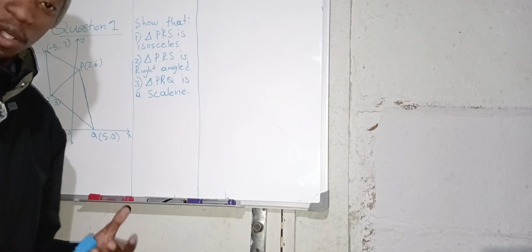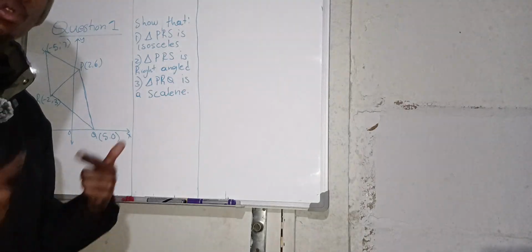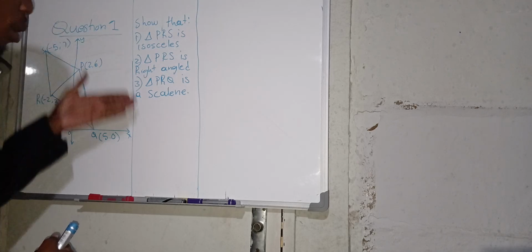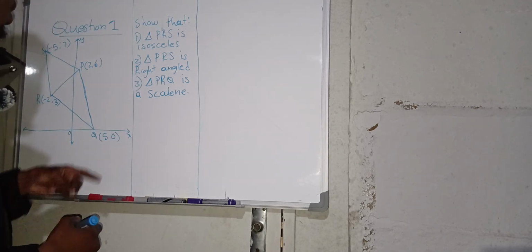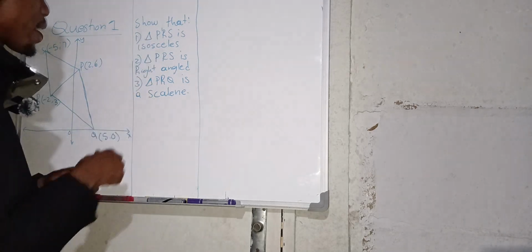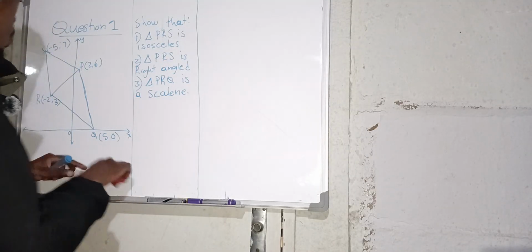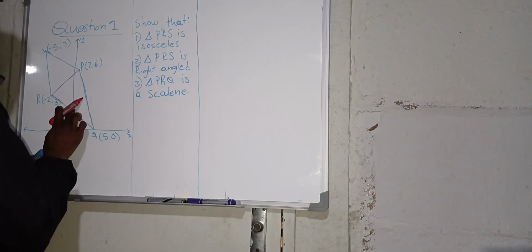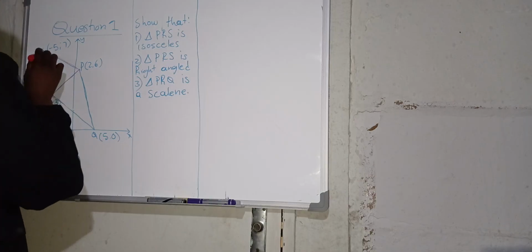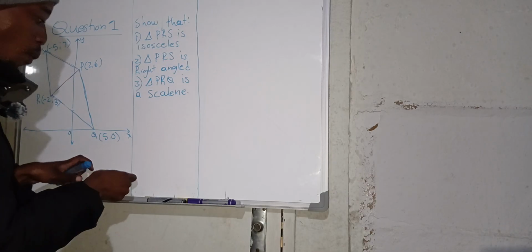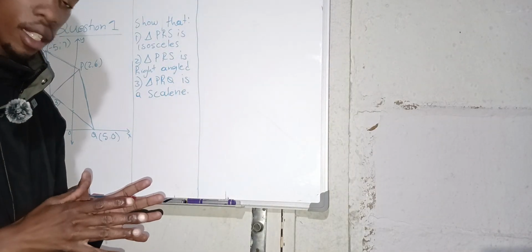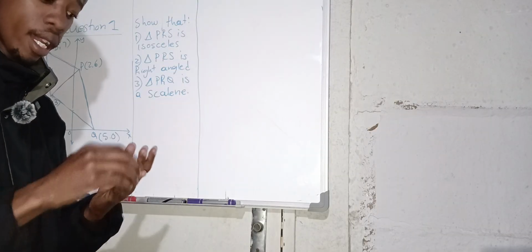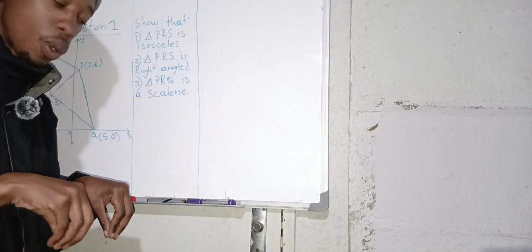The questions asked here are not what I've dealt with, but we are supposed to use the things I've shown you to help us solve them. The question says show that triangle PRS is isosceles. So what are the properties of an isosceles triangle? You need to remember that opposite sides are equal, and adjacent angles are also equal.